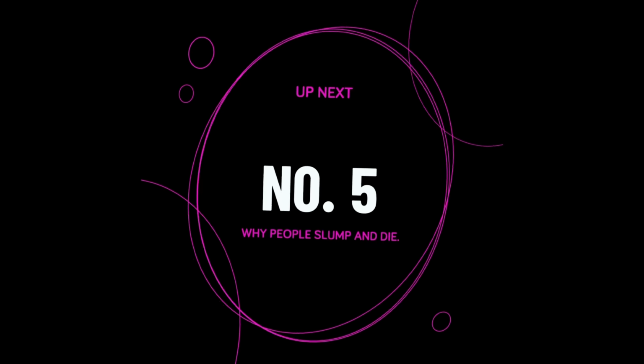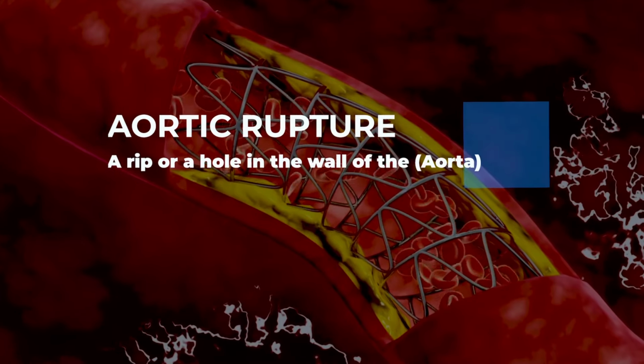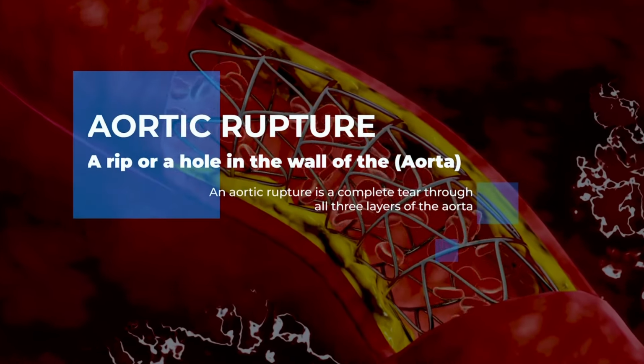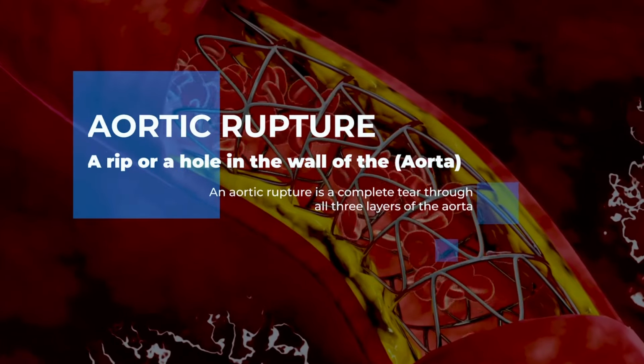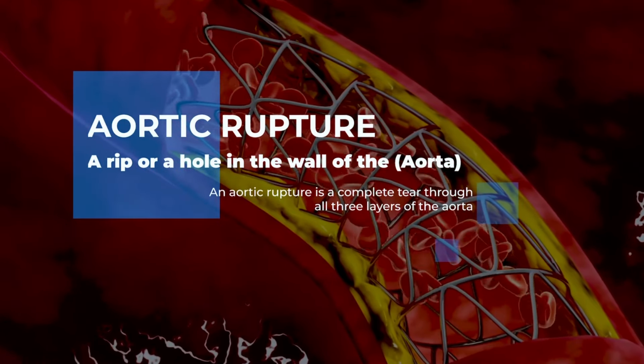And number 5 on my list is what we call aortic rupture. Now, this just sounds like a big name for something that happens. It's deadly, but it is not complex. So what happens in an aortic rupture is there is something called the aorta. It's a blood vessel, the largest blood vessel in the human body.